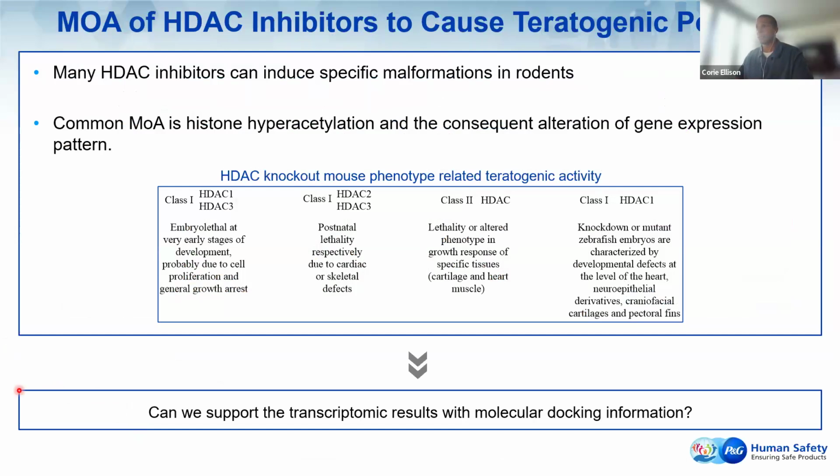If you go into the scientific literature, there's literature to support the idea that HDAC inhibition can induce specific malformations, and there are multiple toxicity studies which have evaluated different HDAC inhibitors. A common mode of action among these chemicals is histone hyperacetylation and the consequent alteration of gene expression. Additionally, HDAC knockout mice display a phenotype that resembles teratogenic activity. So given this information, we were next interested in using molecular docking studies to determine if any of the case study chemicals would be expected to be ligands for HDAC, and if the molecular docking results were consistent with the transcriptomic results.